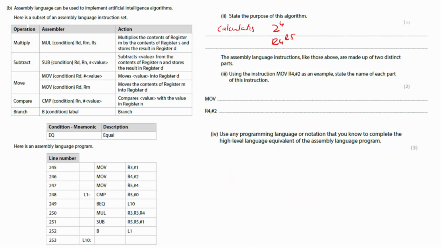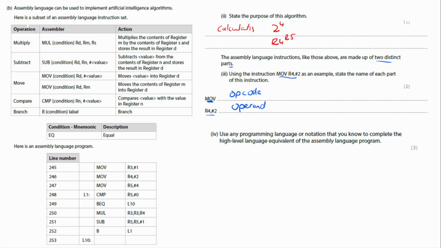We're then told that the assembly language instructions, like those above, are made up of 2 distinct parts, and using just this instruction as an example, state the name of each part of the instruction. So this MOV is the opcode, and this bit here is the operand. Operand means data, really. This is the data that's being used in this calculation. This is the actual operation, called the opcode. These are just the terms we use when we're dealing with assembly code. That'll get us our 2 marks.